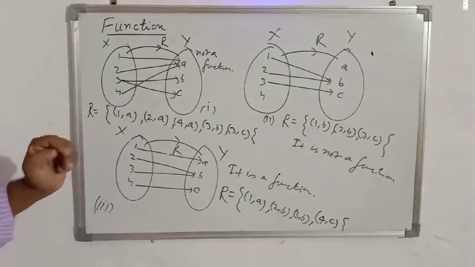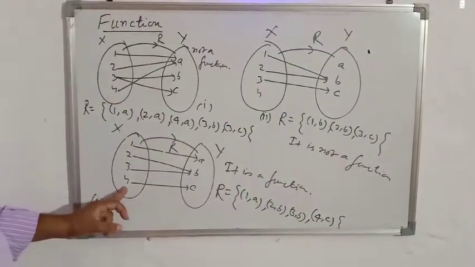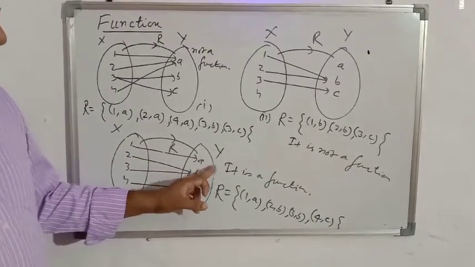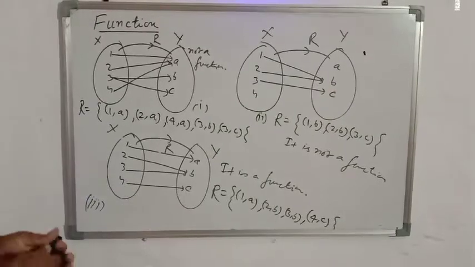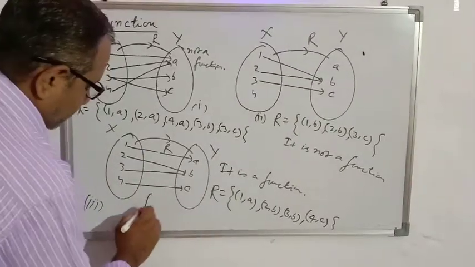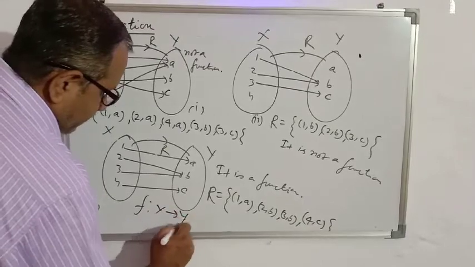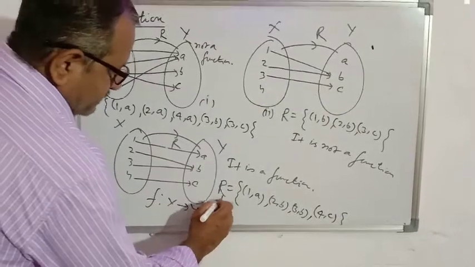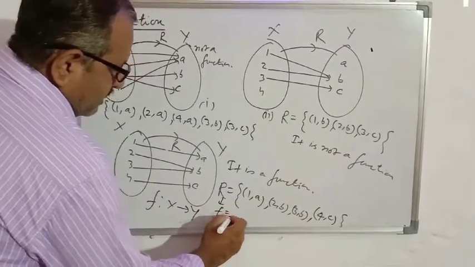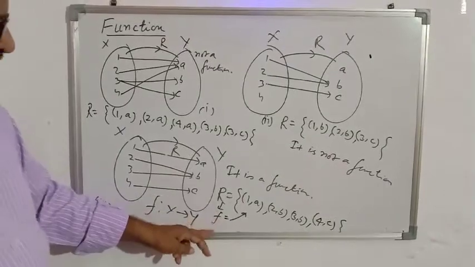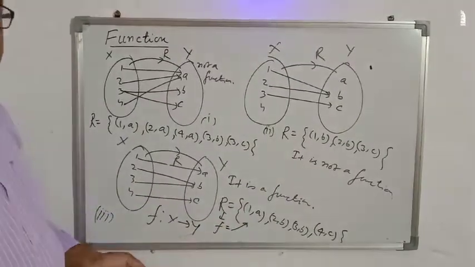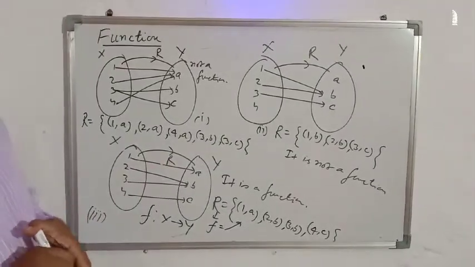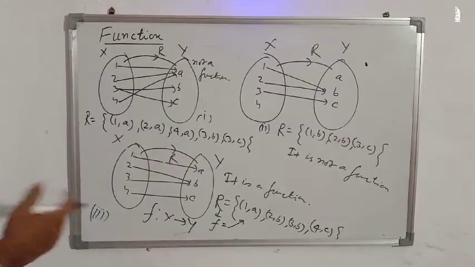So there should be two conditions for the function. No element must be left in the set X, and each element of set X has a unique image in the set Y. Then that relation is called a function. And when we write a function, we represent it like this: function defined from set X to set Y. And this relation R is replaced by F. F means function. So function is a special type of relation. I hope that you understand the concept of function. So we can write the definition.